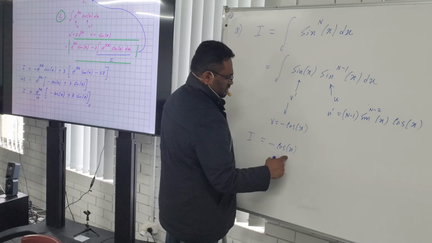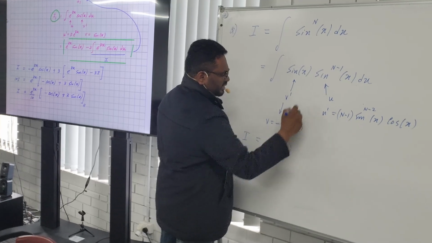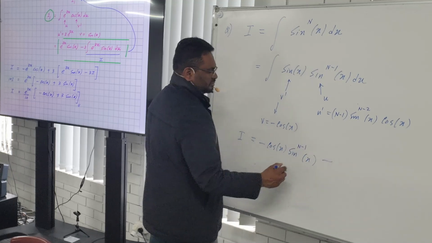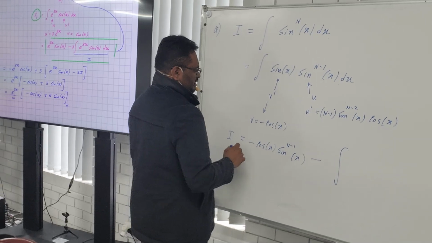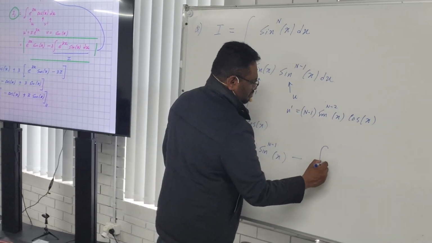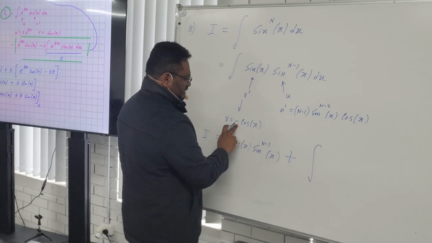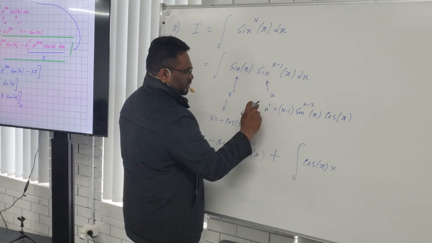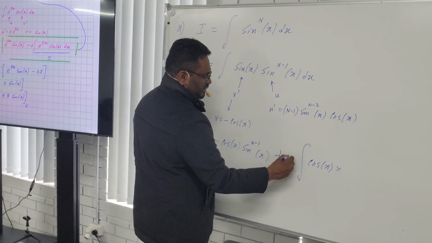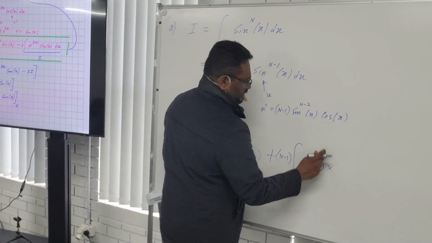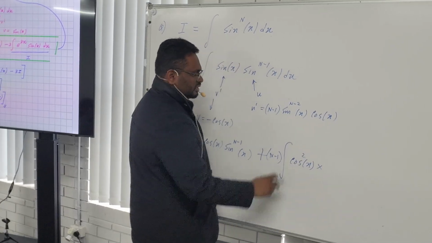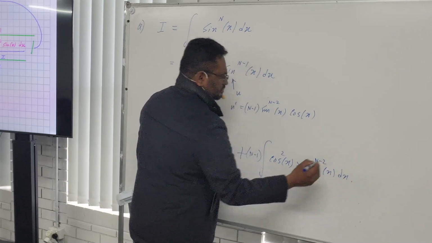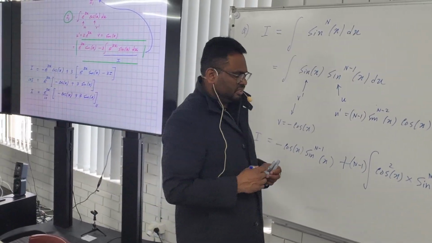Then u is sin^(n-1) x, minus the integral of v times u prime, where v is minus cos x. I'm going to make it plus because of minus and minus. Then cos x times u prime, so u prime has n minus 1, so I put n minus 1 in front. Then cos and cos gives cos squared, times sin^(n-2) x dx. The first part is done.